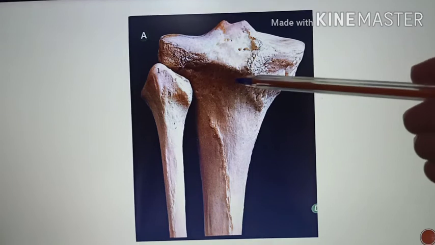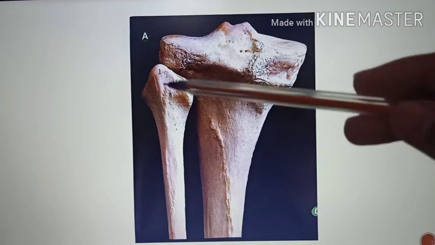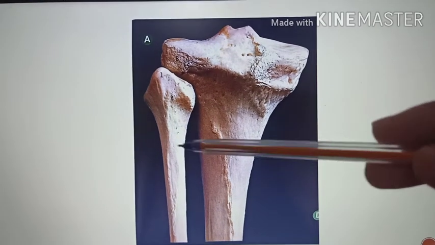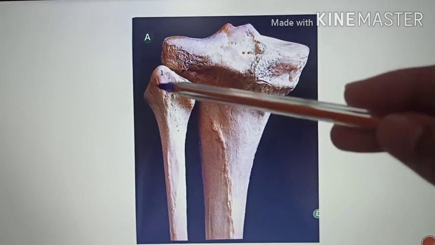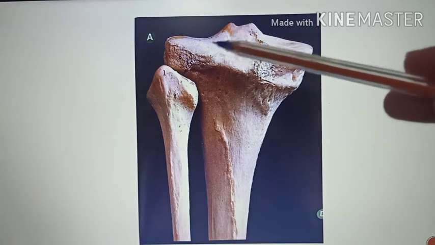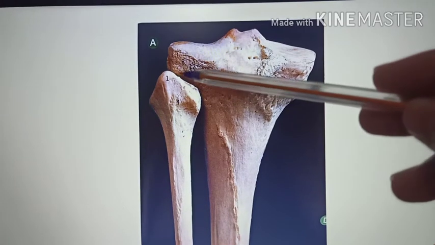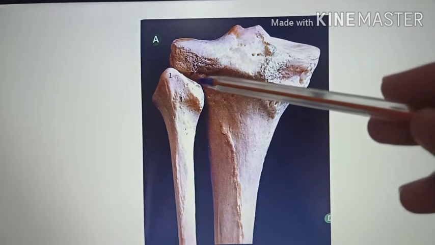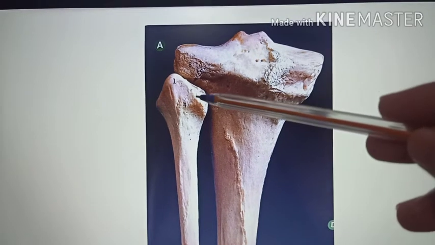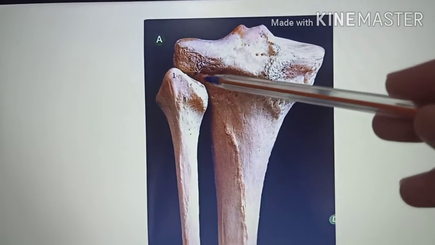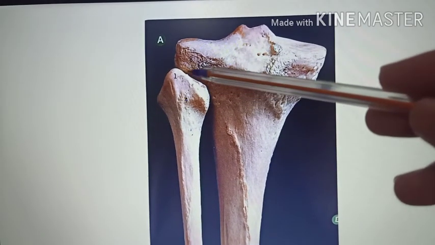So in this picture what you can see, this is an enlarged view of the upper end of the tibia and the fibula. So this is the tibia, this is the fibula. So this is the upper end. So the joint which takes place over here is called the superior tibiofibular joint. So now we'll study about this superior tibiofibular joint.